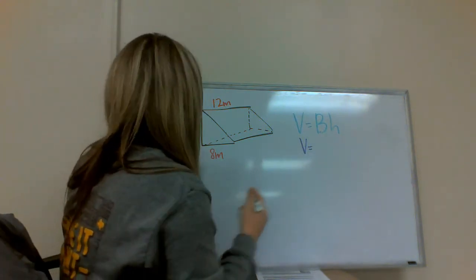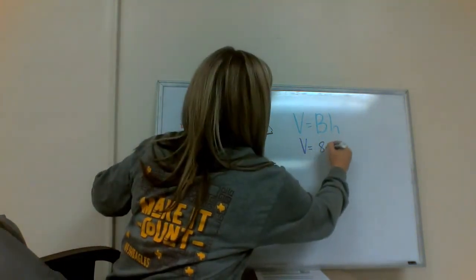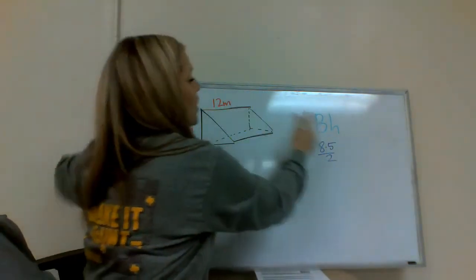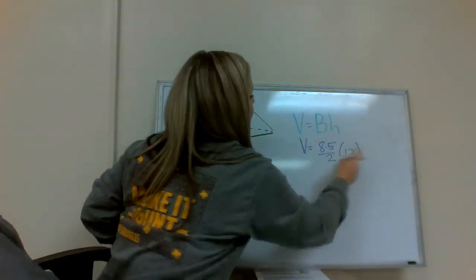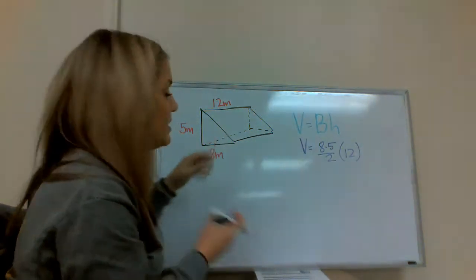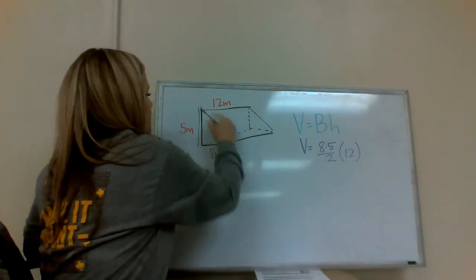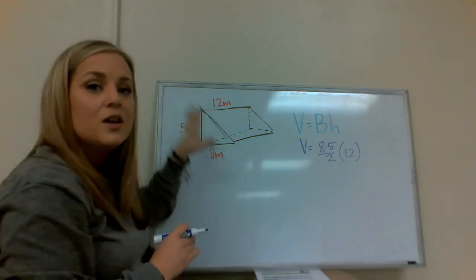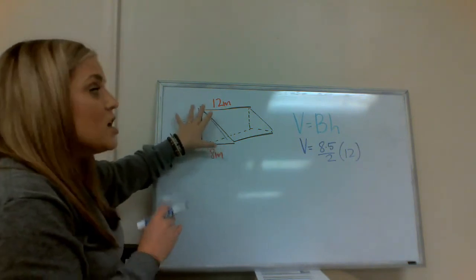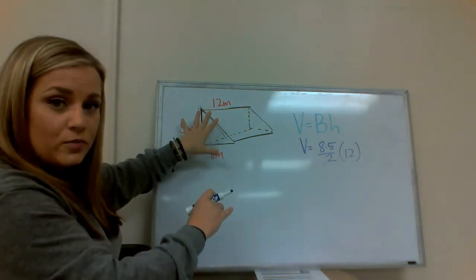So I'm going to do 8 times 5 divided by 2, and then the height of this is 12. I get that it is up here, but if you were to stand it up, it's 12. You've got to understand that this is your base, okay? That's my base, so that goes with that, okay? Make sense? Okay, so I want you to try to solve this on your own right now.